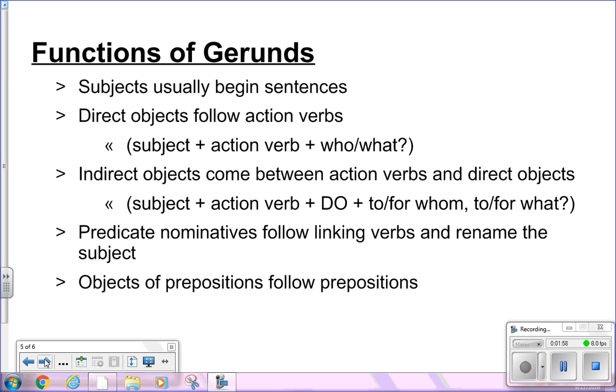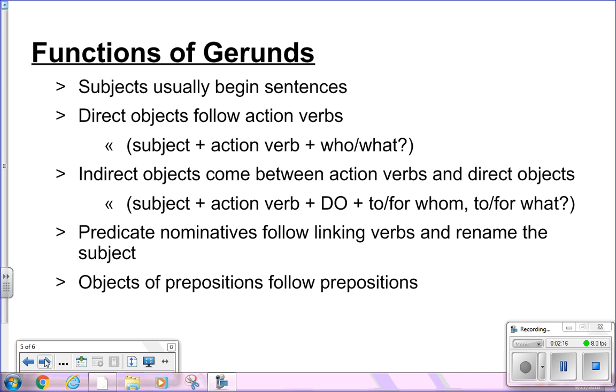As we reviewed before, direct objects follow action verbs. To find the direct object, you're going to find the subject. If you have an action verb in front of that ing verb, that means that the ing verb, the gerund, is probably functioning as the direct object. So find the subject, find the action verb, ask who or what, and that gerund will be the direct object in the sentence.